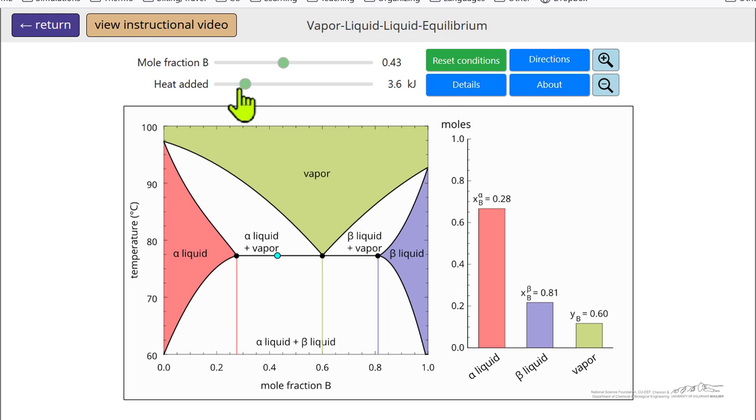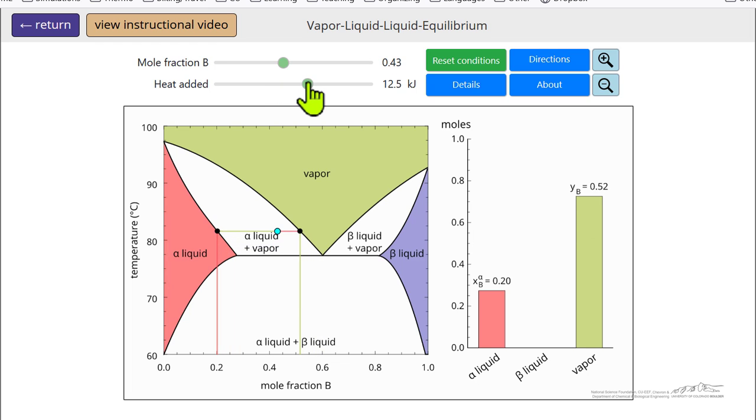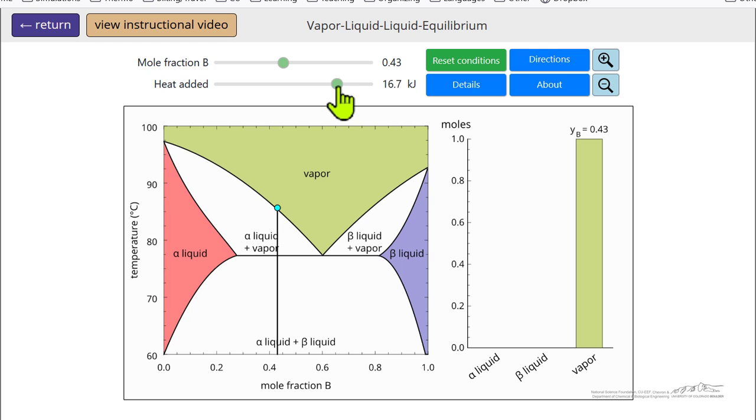And of course, we form the vapor by both alpha liquid and the beta liquid evaporating to form the correct composition in the vapor phase. And you'll notice that we're going to get to the point where all the beta liquid will evaporate. Now we just have alpha liquid and vapor phase. And now as we add heat, the temperature starts increasing again, and we're in the two-phase region until we get to this point here, where now we have all vapor.